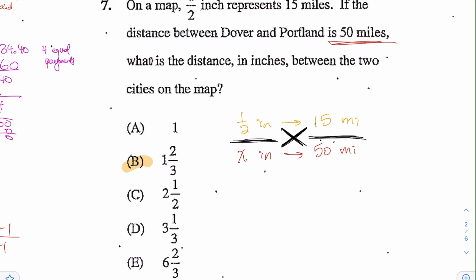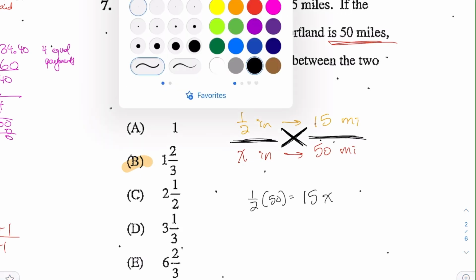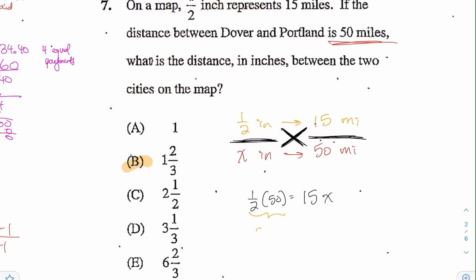So when you cross multiply, you have 1/2 of 50 is equal to 15 times X. And half of 50 is 25. So you know 25 is equal to 15X. And you can divide by 15 on both sides to get that X is 25 over 15, or 5 over 3. And this turns to 1 2/3, which is choice B.